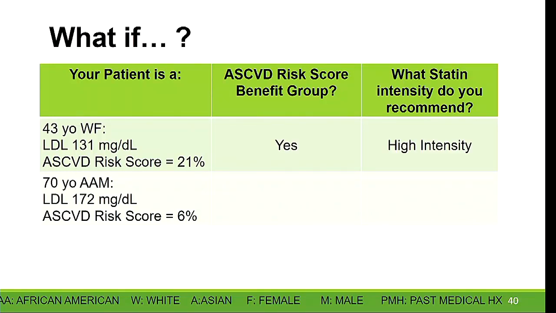All right, so like I said, yes, and it's a high intensity. And the reason they're high intensity is because the ASCVD risk score is over 20%.